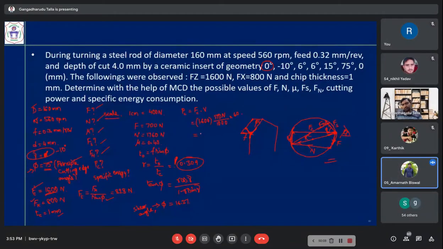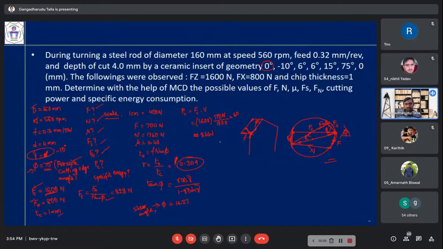7506.31 or so. Whatever you are getting, it is approximately as per my calculation, because based on the number of digits we are taking, it will slightly vary. So it is approximately 8 kilowatt. We are taking kilowatt. So that is PC. Now what else?